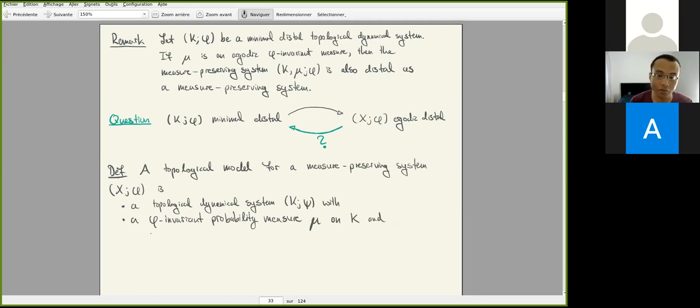A topological model is a topological dynamical system (K, psi) with an invariant measure on the system. And it should be isomorphic to the original system in a certain sense. One might be tempted to use point isomorphy here, so just find some map from X to K which is almost invertible, or essentially invertible. But it turns out to be very important to have more flexibility here.